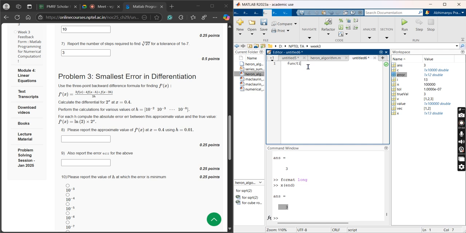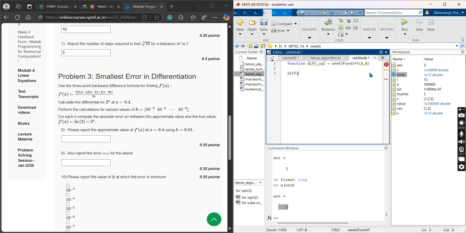So our function should take as input the value of x and the value of h. Because we have only 2 parameters in this formula, so I will take as input x and h. Then I just need to write this formula.